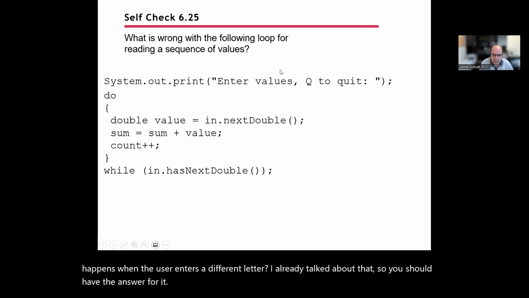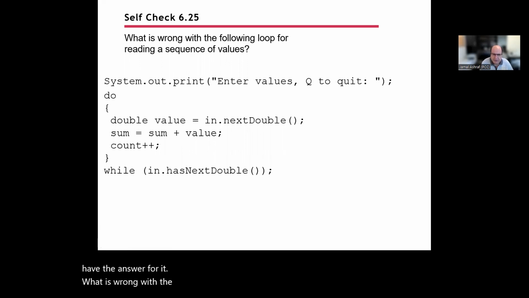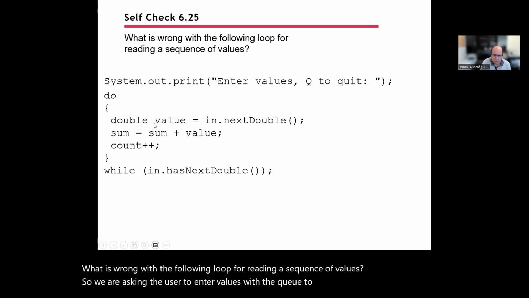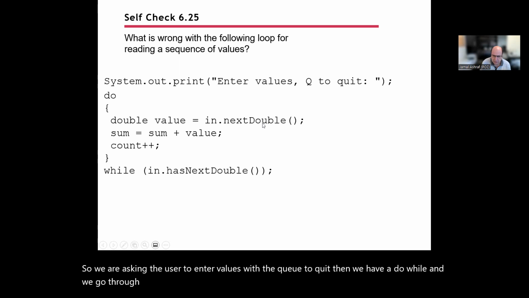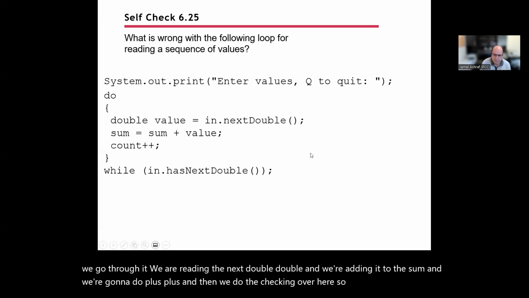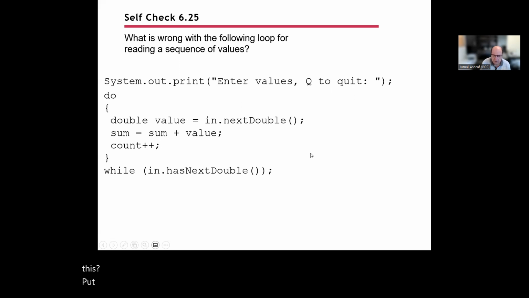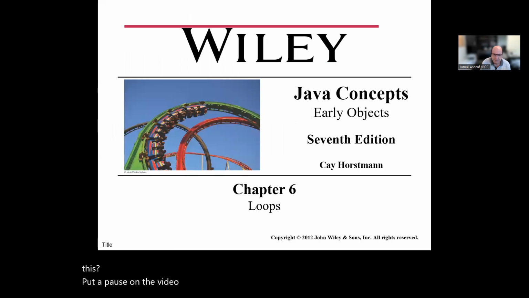What is wrong with the following loop for reading a sequence of values? So we are asking the user to enter values with Q to quit. Then we have a do while and we go through it. We are reading the next double, and we're adding it to the sum, and then we do the checking over here. So what's wrong with this? Put a pause on the video and answer the question. So I'm going to stop here to go to the next one.